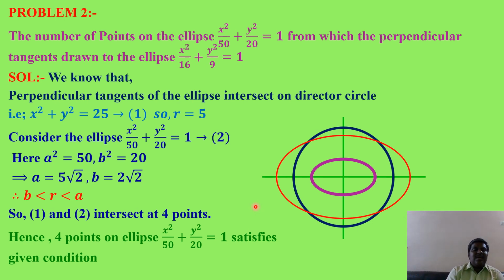The entire central idea of the problem is that your points satisfy the given curve. At the same time, your points satisfy the director circle of the given main ellipse, x square by 16 plus y square by 9 is equal to 1. By observation, the radius is in between the semi-minor axis and semi-major axis. Then the circle intersects the ellipse at 4 distinct points. That is why the number of required points on your given ellipse x square by 50 plus y square by 20 is equal to 1 is 4. Okay, thank you.